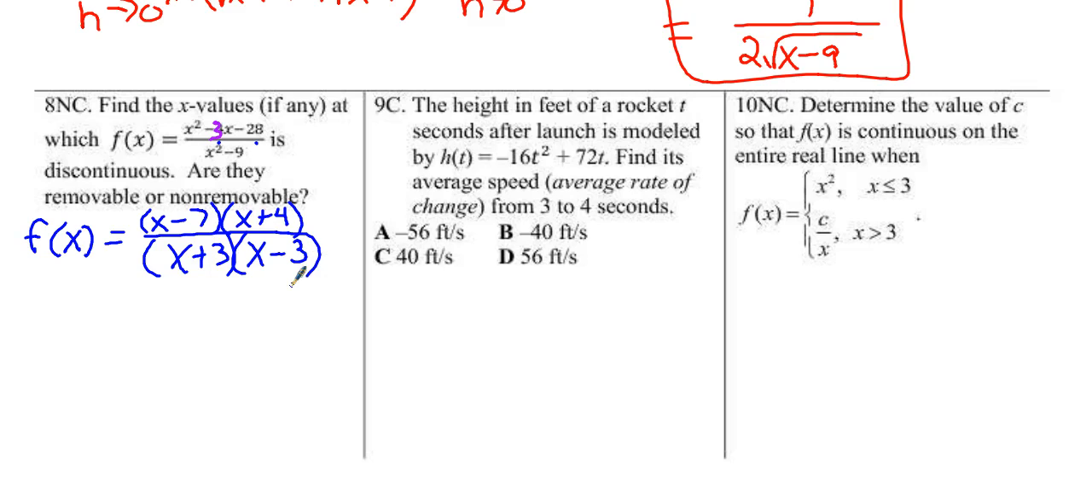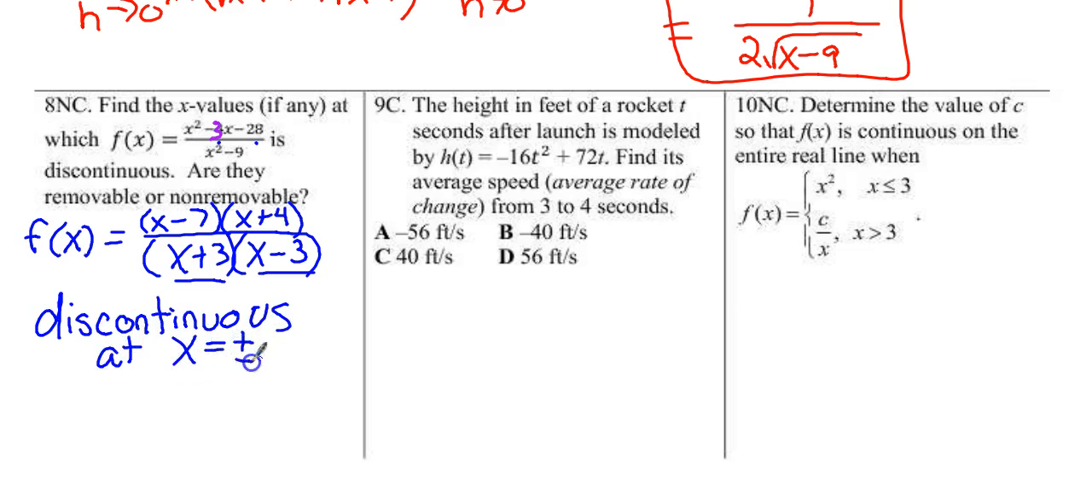There are 2 spots where this function is discontinuous, anytime the denominator is 0. So it's discontinuous at our vertical asymptotes because they don't cancel. Discontinuous at x equals positive and negative 3, and they don't cancel out. They're vertical asymptotes, so they are non-removable. Holes are removable discontinuities. Vertical asymptotes are non-removable discontinuities. So there's the 2 things we needed for this one.